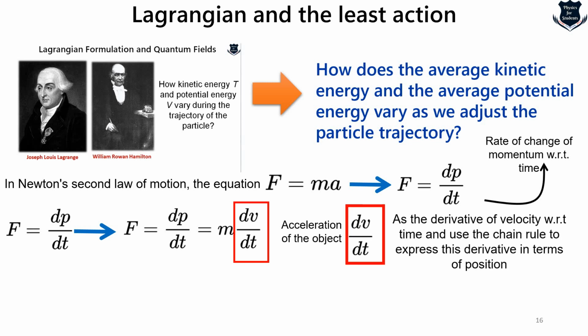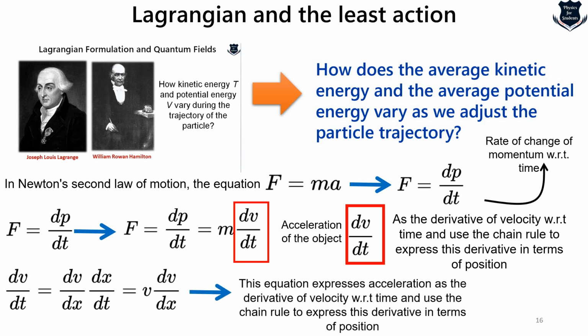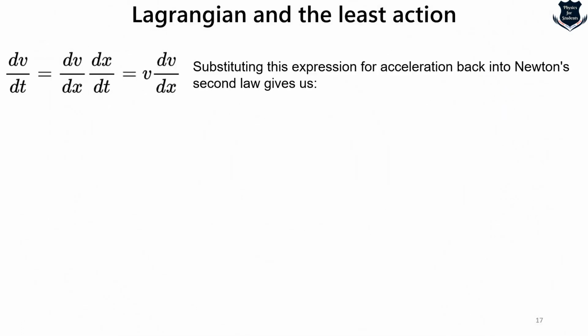I am expressing dv by dt with respect to time and using the chain rule, and this is what I get. F equals this, and then further we get v dv by dx. Now if I substitute this expression into the original Newton's second law, this equation expresses acceleration as the derivative with respect to time, and uses the chain rule to express it, so v multiplied by dv by dx. Now I will replace this formula into Newton's second law, which will give us this. So here, mx double dot equals minus dV by dx is another way of representing Newton's second law, showing the relationship between mass m, position x, velocity v, and the acceleration in one-dimensional motion.